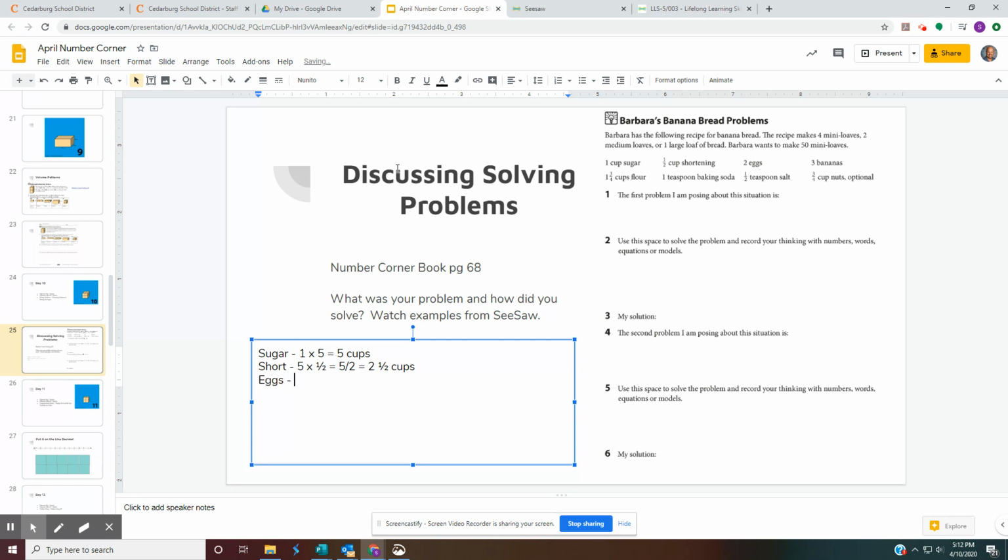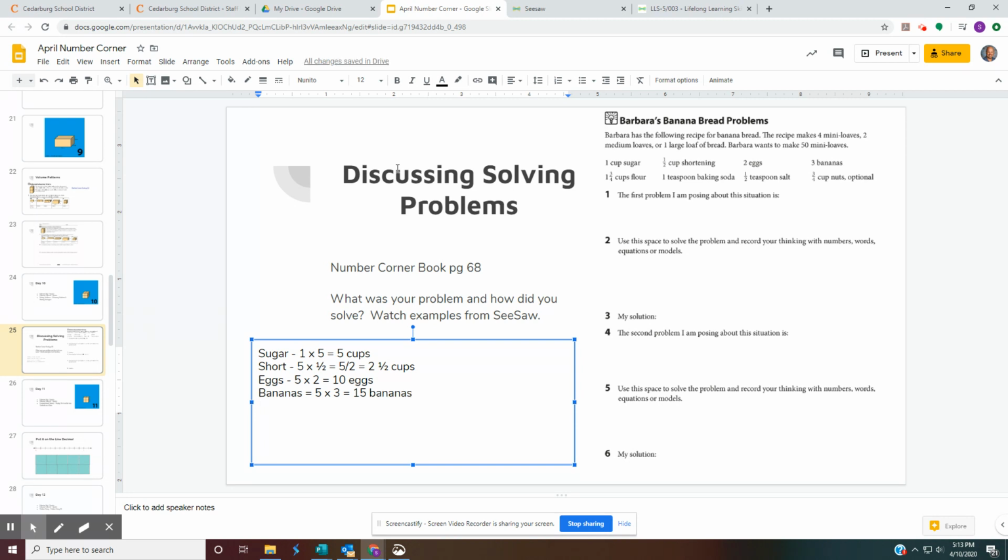For eggs, we need 2 eggs for one batch. So we have to go 5 times 2 eggs. That equals 10 eggs. Then we need 3 bananas. You're going to hear my dog start barking here in a little bit because there's people that walk their dogs out in front and they like barking at the dogs. 5 times 3, and that equals 15 bananas.